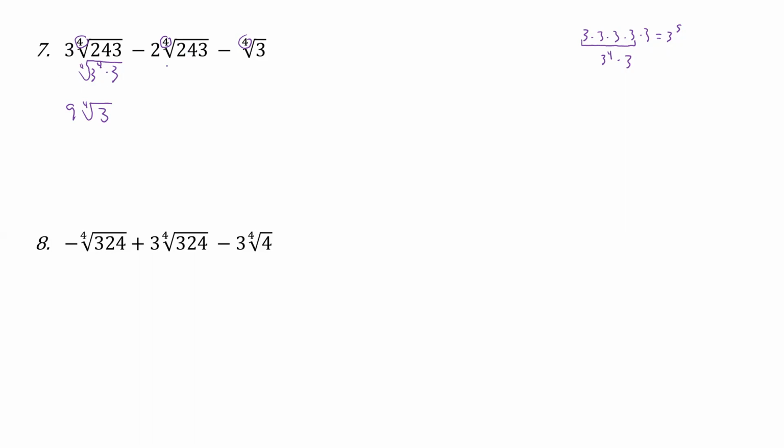So same thing works here. We're going to have fourth root of 3 to the 4th times 3. So the fourth root of 3 to the 4th is 3 times the negative 2, so it's going to be negative 6. And then we have our fourth root of 3. And then we have minus our fourth root of 3. There's nothing we can do here. So now all of them have a like radical. And so now we just have to take 9 minus 6, which is 3, minus 1 more, which is 2. And so it's 2 fourth root of 3 as far as our final answer goes.